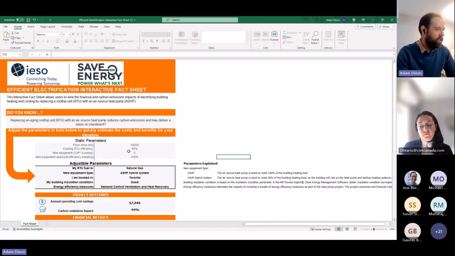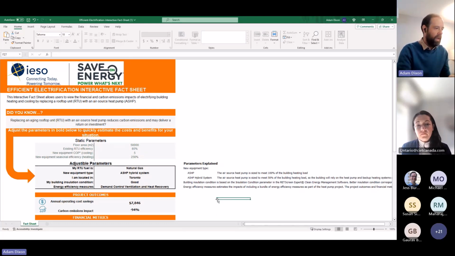So we have an RTU efficiency of 85%. That is already set in there. That's what we have in our worksheet, so that's good. For the new equipment, cooling is going to be a coefficient of 5, and our new seasonal efficiency for heating is going to be 230%. Generally, we see heating efficiencies in percentages. That's why we put 230%.